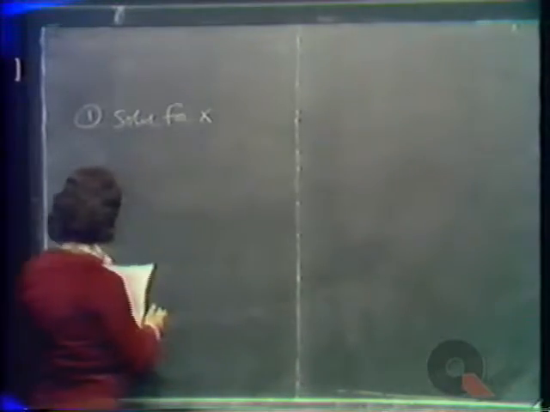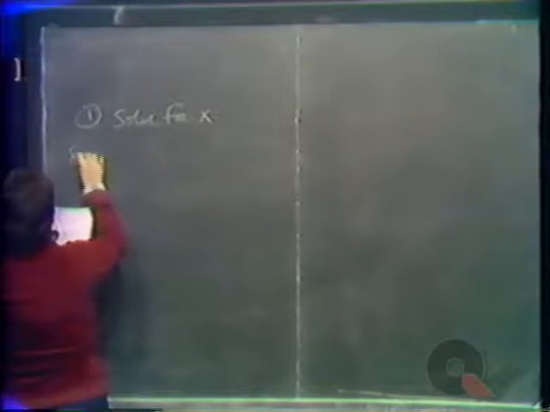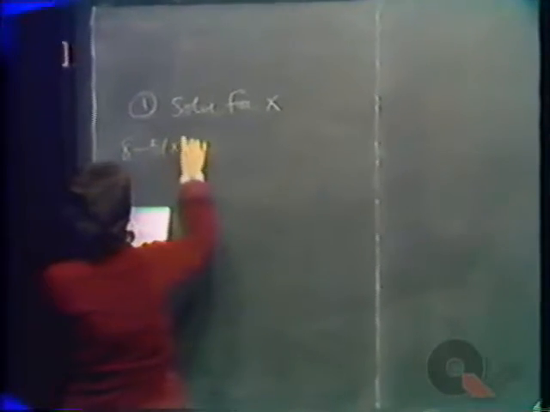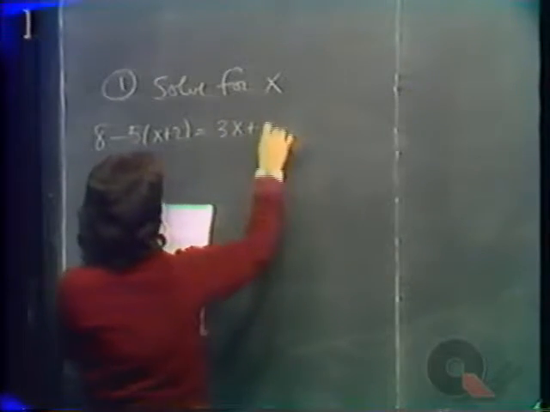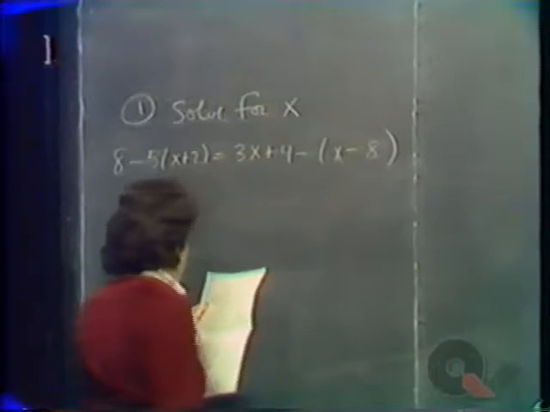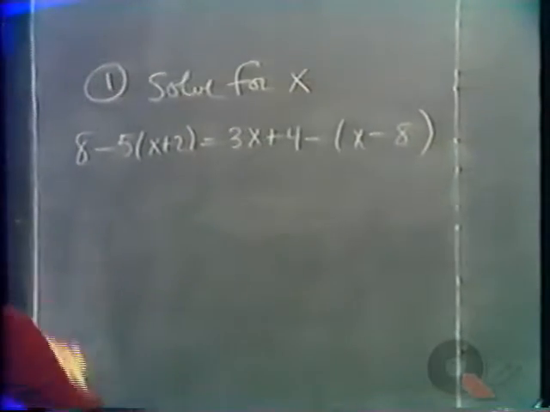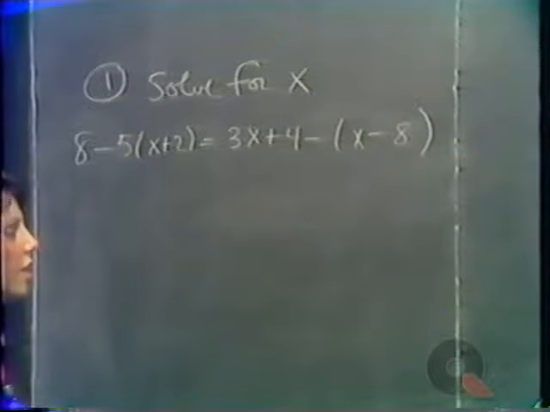For our first example, we'd like to solve the following equation for x. 8 minus 5 times (x plus 2) equals 3x plus 4, take away, in parentheses, (x minus 8). Okay. Now, first thing to do is to simplify both sides of the equation and then to try to solve for x.